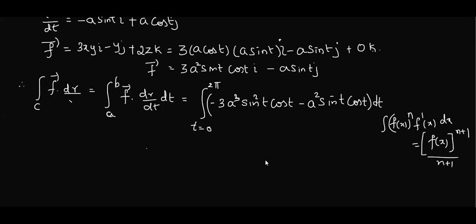So let us apply that. Why I'm applying it, I'll just tell you. I'll take 3a cube out, it's a constant. Now here I'll write this as sine t to the power 2. Am I right? Sine square t is sine t to the power 2.